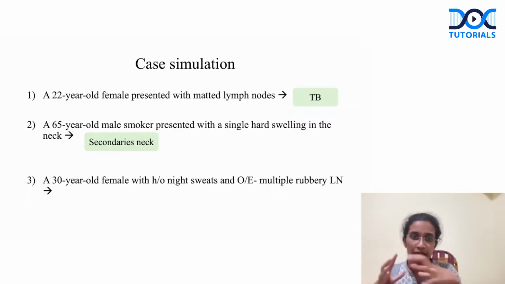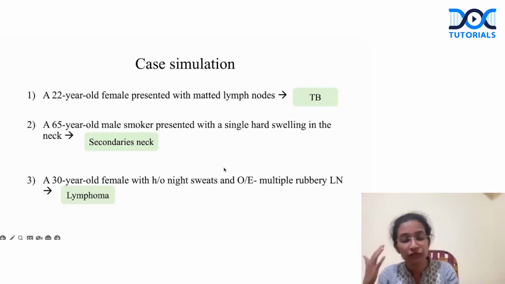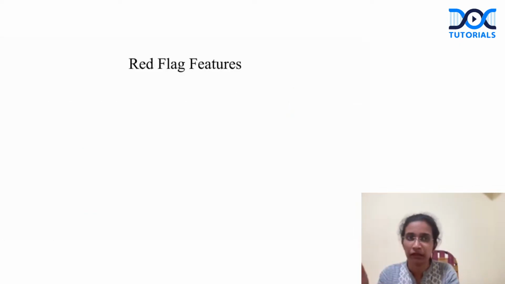Next, third case simulation. A 30-year-old, so a middle-aged female with history of night sweats, which is one of the B symptoms. On examination, there are multiple rubbery lymph nodes. Multiple could be discrete or matted. So multiple discrete rubbery lymph nodes suggest lymphoma. Rubbery consistency again suggests lymphoma, and a middle-aged female coming with B symptoms, one of which is night sweats. So again, this could be a lymphoma. This is how your thought process should be. It's all very simple. That's it.